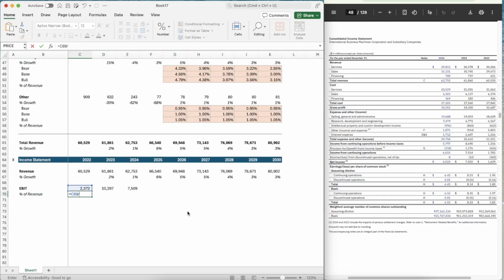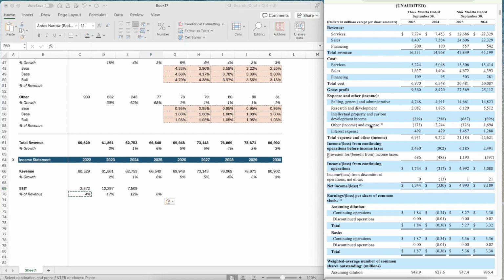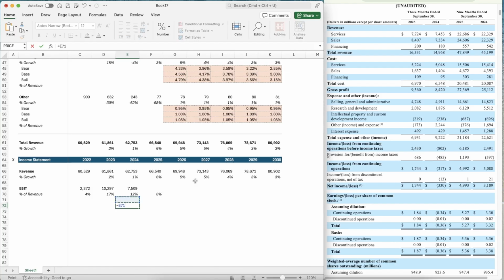To work out the EBIT margin, which is the percentage, we just work out what that is as a percentage of revenue. So you take your EBIT, divide it by the revenue, and there we have it. 4%. You can pull that up to 2025. Let's calculate what the 2025 figure is going to be. So we have to do 7509 divided by 2491 plus 1288.